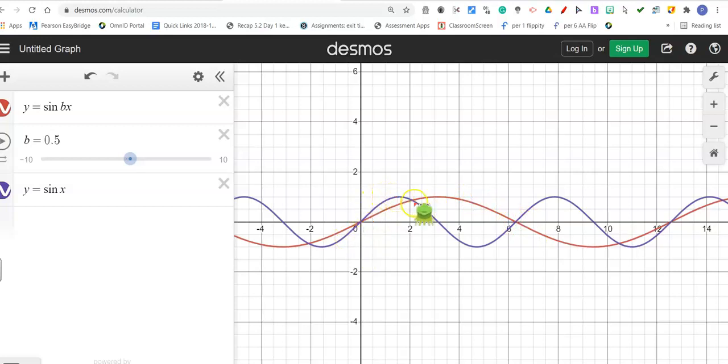So on the purple one, that's the original sine function. After 2 pi, I've gone through a whole cycle. But when it's a half in front of the x, before I take the sine of it, notice it gets to 4 pi. So the period gets bigger as the b gets fractionally smaller.